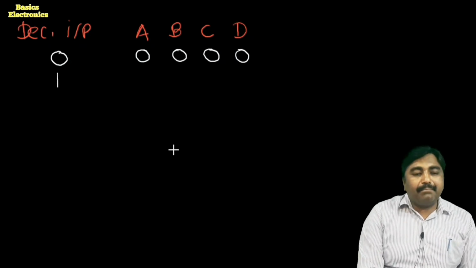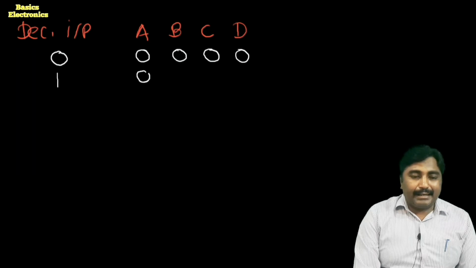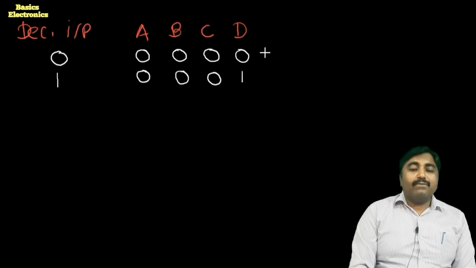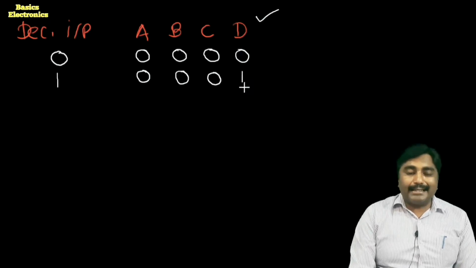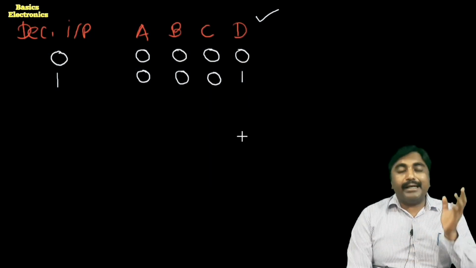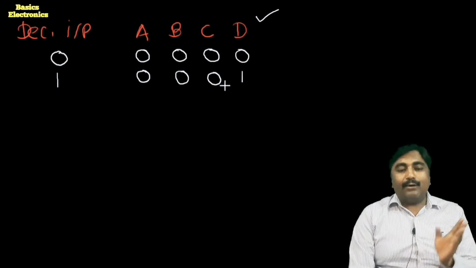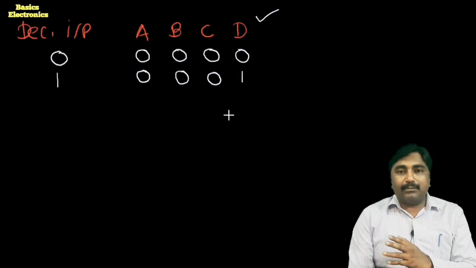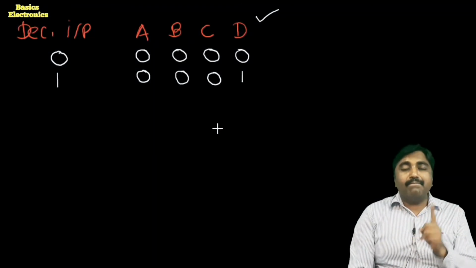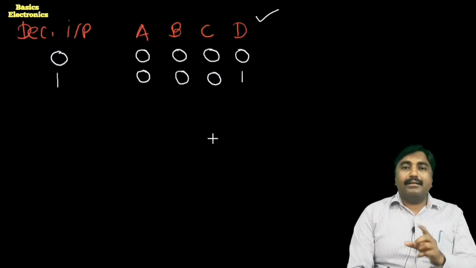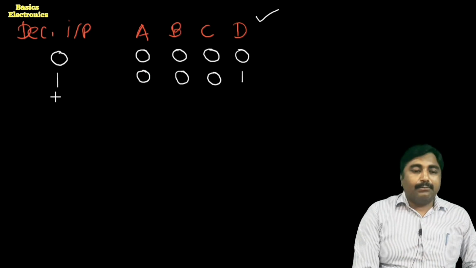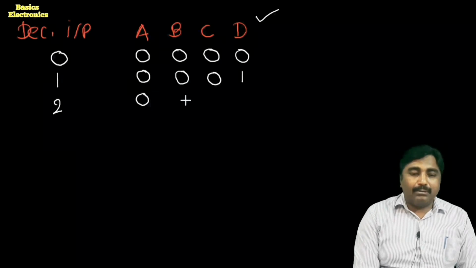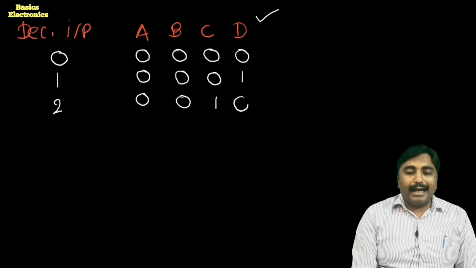If we apply the decimal input equal to 1, at that time the output becomes 0, 0, 0 and 1. It means the output of only the D gate is equal to 1, and the output of all the remaining gates A, B and C is equal to 0. That means the first gate, the MS bit gate, then the second gate and the third gate have the output equal to 0. When we apply the decimal input equal to 2, we get output 0, 0, 1 and 0.